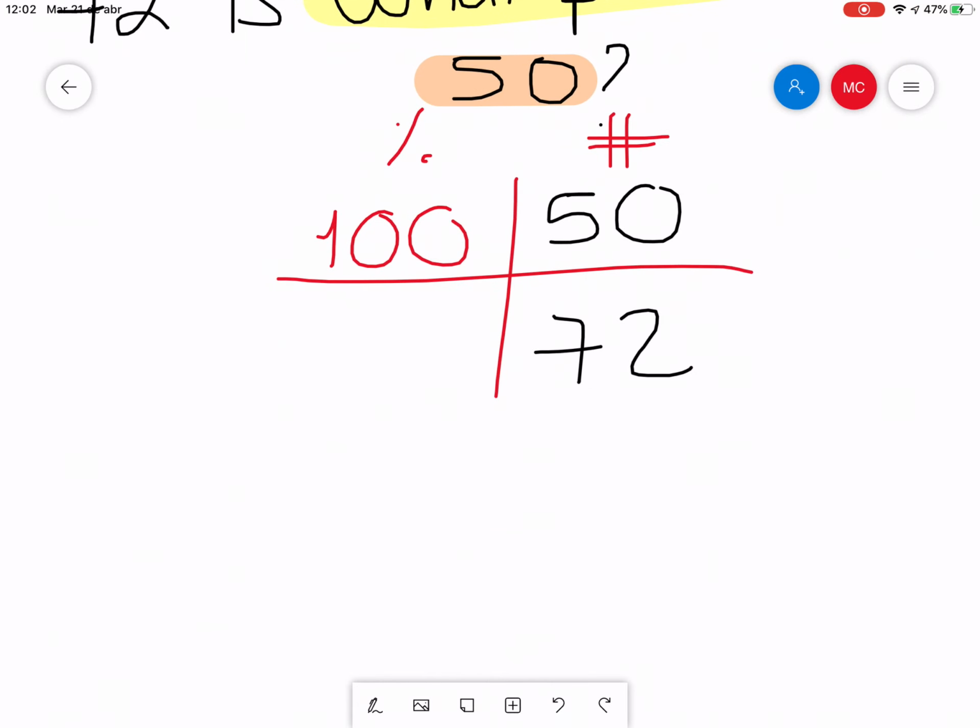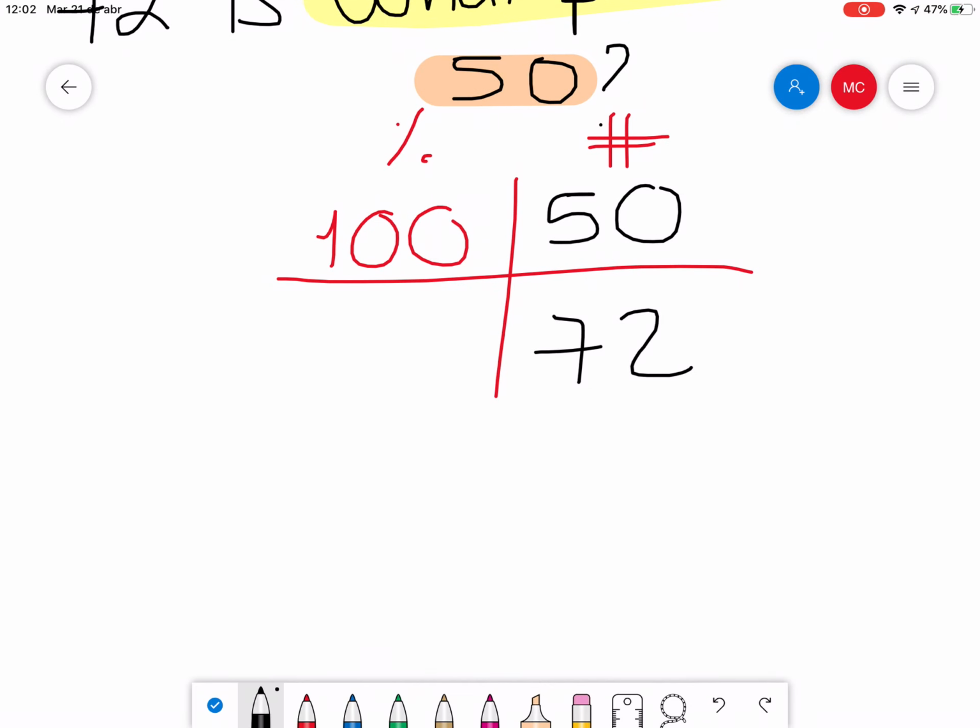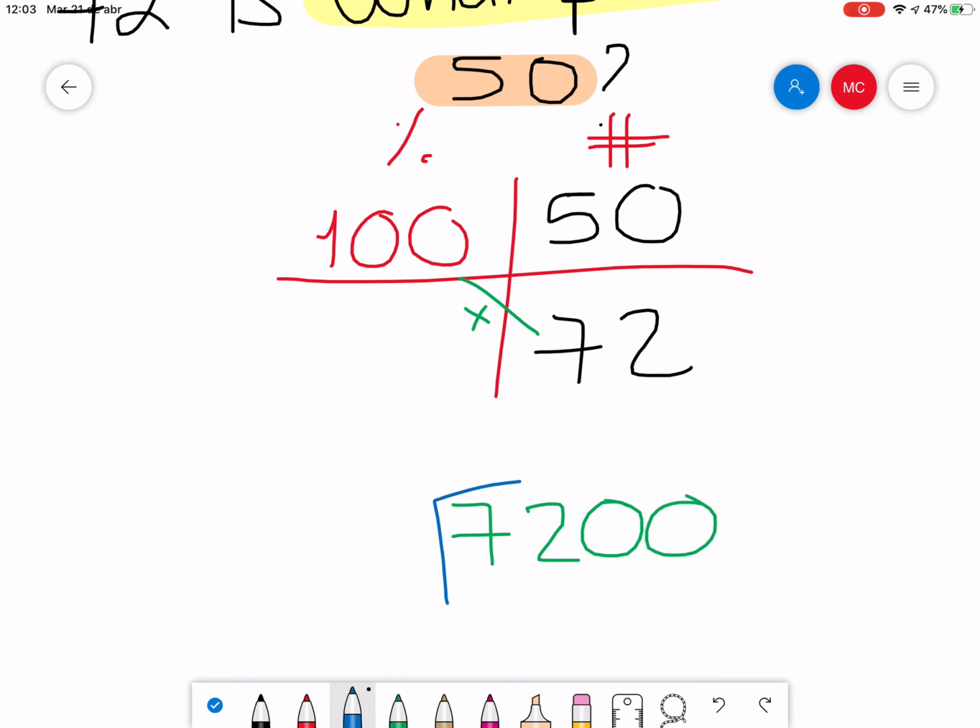And I start with 72 multiplied by 100. Remember, you always multiply like this. So 72 times 100 is 7,200. And that goes inside and must be divided by 50, okay? I have zeros that I can delete. So I delete them, this is one 0 and this is one 0. And I can start dividing.